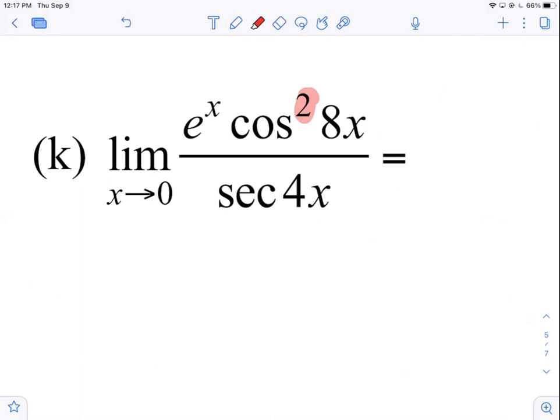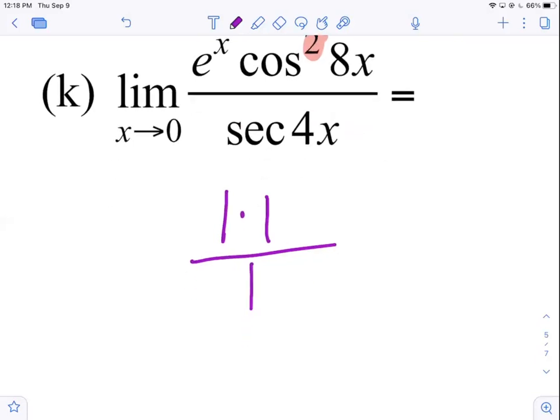Need I remind y'all, never not first. Direct substitution. e to the 0 is 1. Cosine of 0 is 1. 1 squared is 1. Secant of 0 is 1. So we get 1 times 1 over 1, which is 1. The answer is 1. That didn't require anything fancy. That's just direct substitution. Never not first.